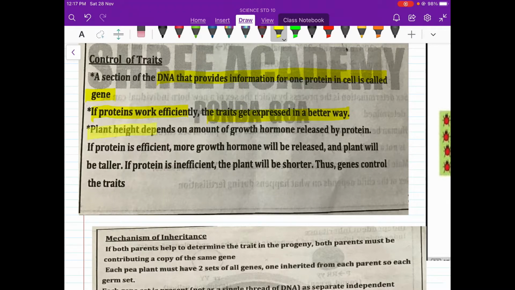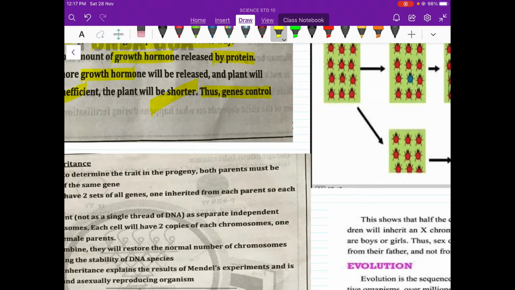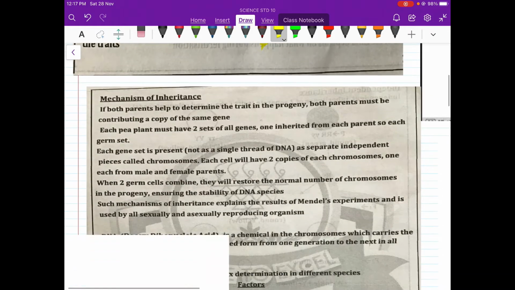For example, the plant height depends on the growth hormone. This growth hormone is released by a protein. If the protein is efficient, more growth hormone will be released and the plant will be taller. But in case the protein is inefficient, growth hormone will remain in smaller quantities, resulting in the plant being shorter. So this is how the genes control the traits.